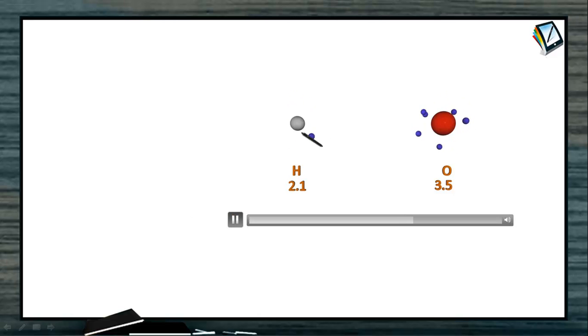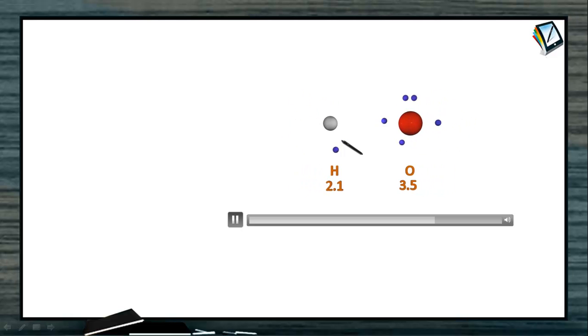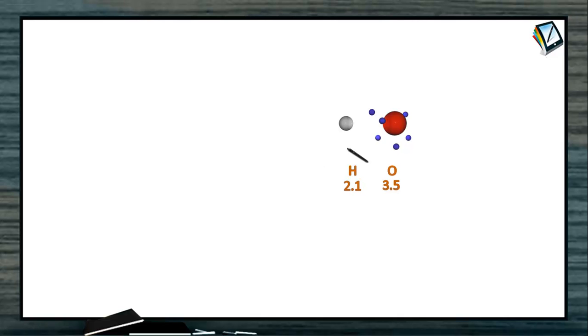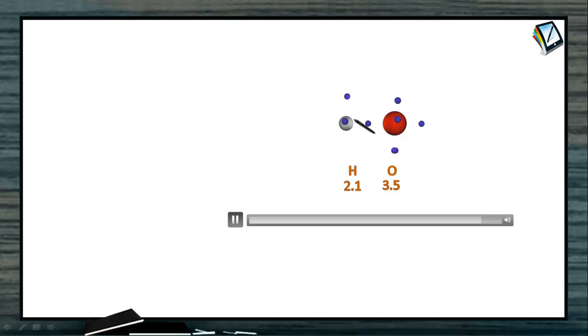Here hydrogen has 1 valence electron and oxygen has 6 valence electrons. 2 hydrogen atoms are bonded to oxygen, which results in the formation of water. Finally, in this case also sharing of electrons occurs, but the shared electrons are pulled more towards the oxygen, resulting in the formation of partial charges on oxygen and hydrogen.